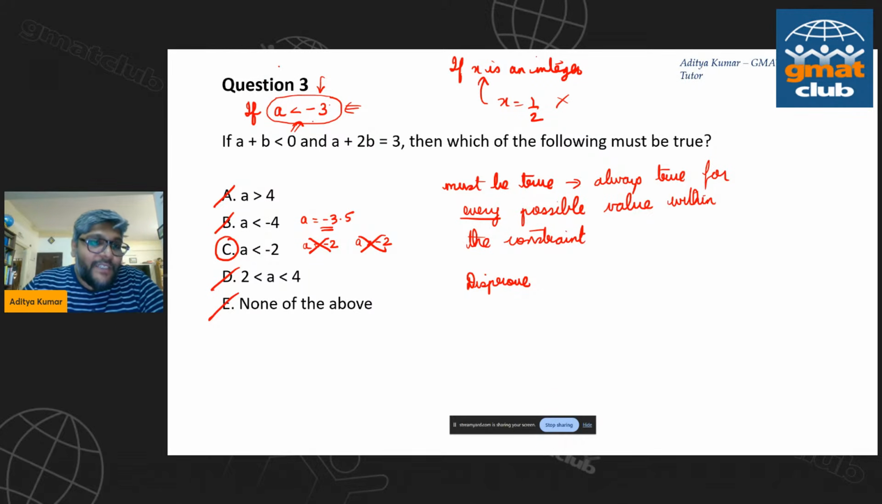What was the limitation here? The limitation, when you broke down the equation, was a is less than -3. So the only values of a that I can consider in this question are values less than -3. And I need an answer choice that caters to all of these values in the limitation. The only answer choice that will cater to every single value of the limitation is a is less than -2, right?